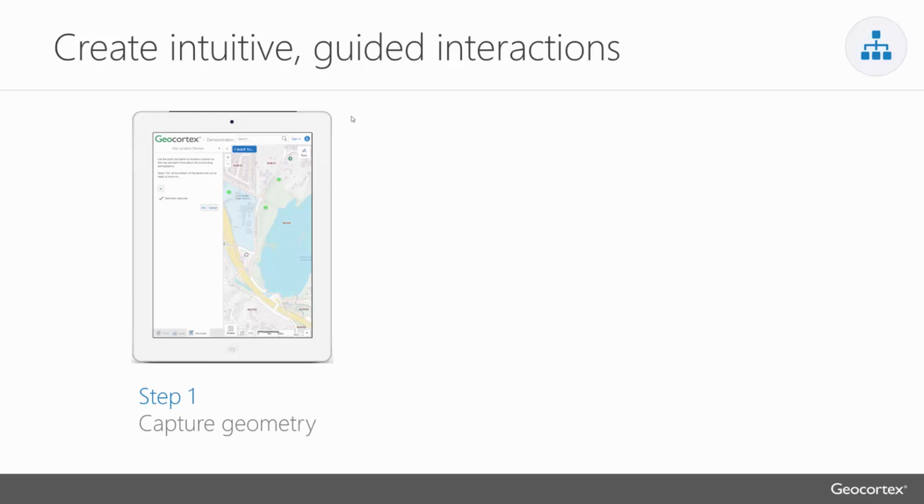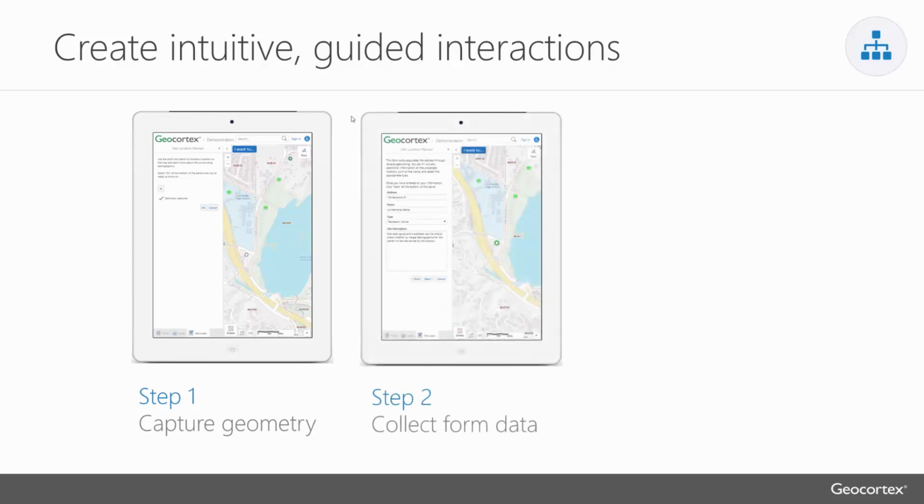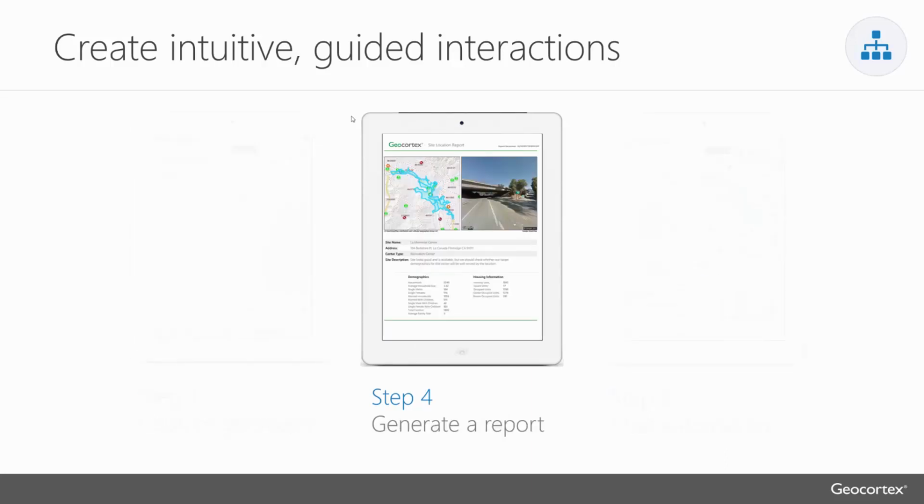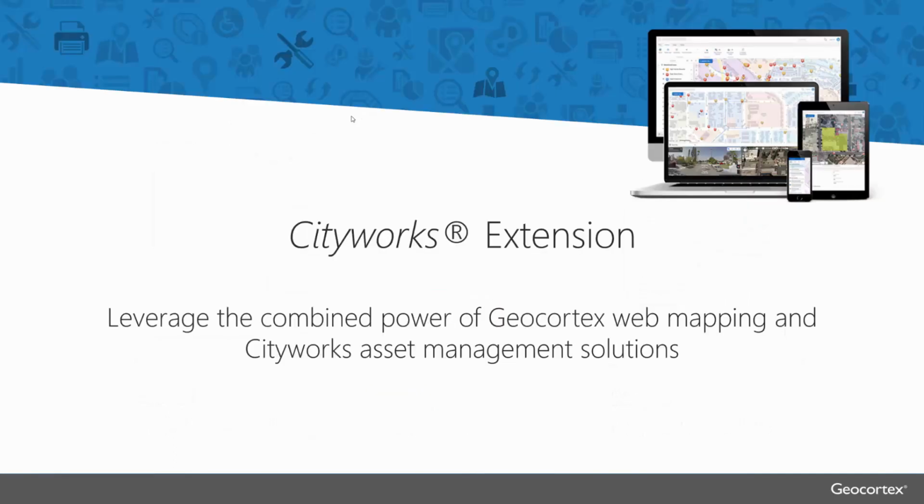For example, capturing some geometry on the map, collecting some form data, which then could be pushed to an asset management system or ArcGIS Server, doing some map automations, maybe displaying some charts. And with our reporting capabilities, you can also compile all of this information and generate a report of your spatial and non-spatial data.